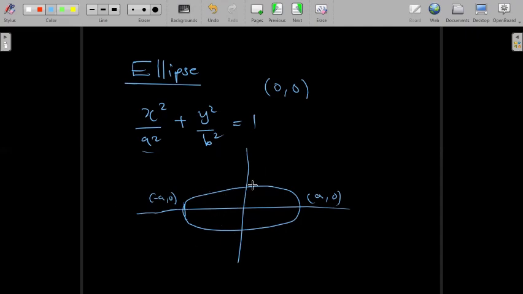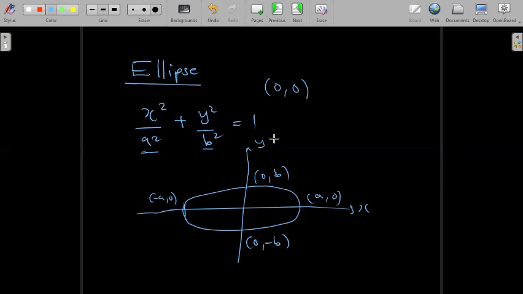Then along the y axis, what we're calling the minor axis in this case, when you have this equation like this, the endpoints are given by 0, b there, and 0, negative b. So I'm sure you can see there's the a there and the b there.